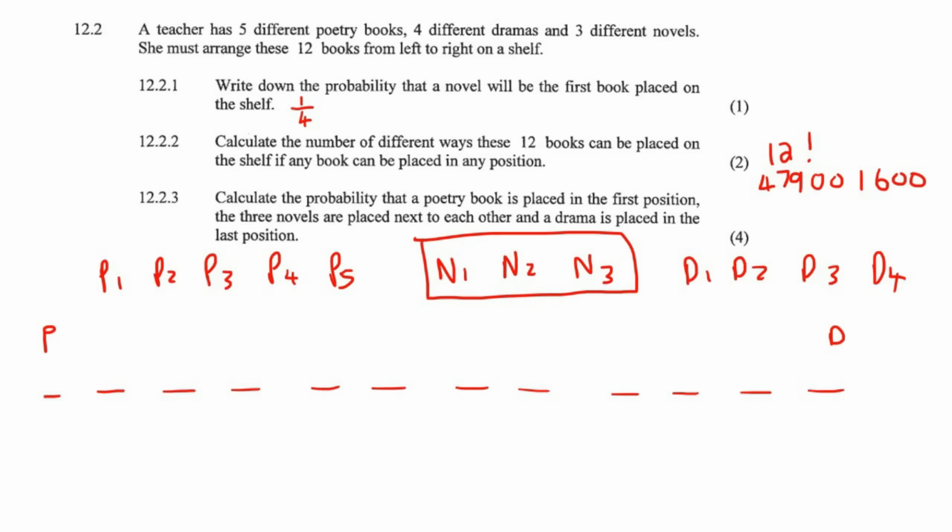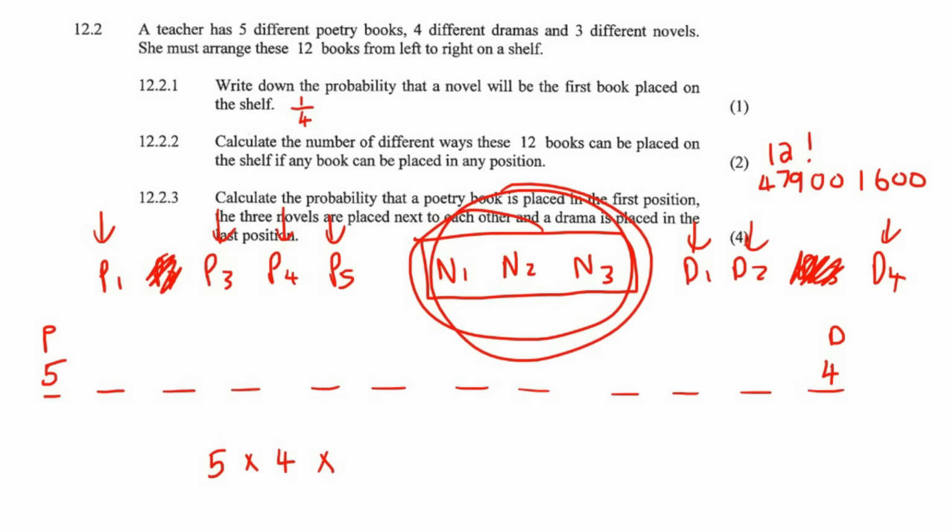So for the poetry position, they want the first position to be a poetry book, so there are 5 different options over there. And then for the drama book, there would be 4 different options over there. So we're going to say our answer is definitely going to have a 5 times 4 in it. Now, for the remaining parts, let's say we chose this one and that one for the drama and the poetry. Now what you got to do is look at how many groups we now have. So this is 1, 2, 3, 4, 5, 6, 7. This is its own group. So that's one group. So that means we have 8 groups in total.